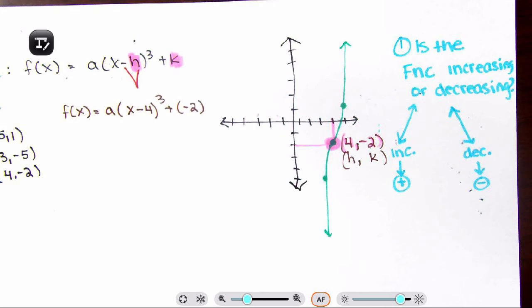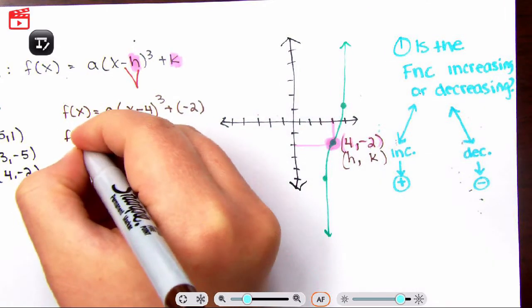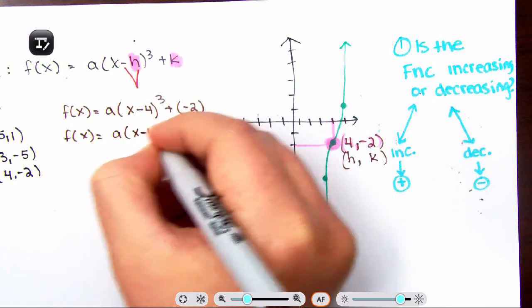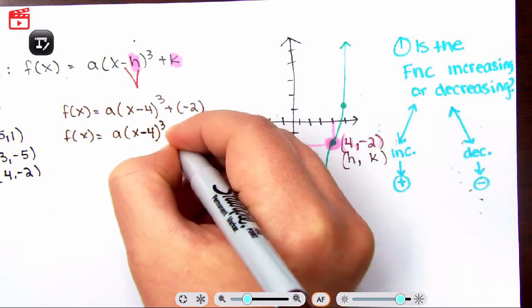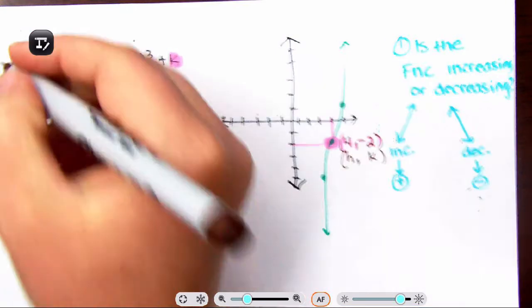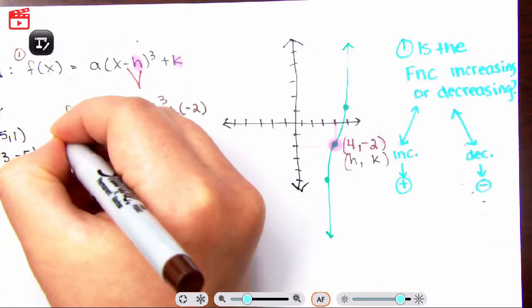Now, after that, we have our vertex. And what's our next step? Actually, you know what? It's bugging me. Let me rewrite that without the plus and negative. So we have a, x minus 4, cubed. And then we just have a minus 2. So whatever you have here for k, you can just put here. So this is step number 1. This is step number 2.